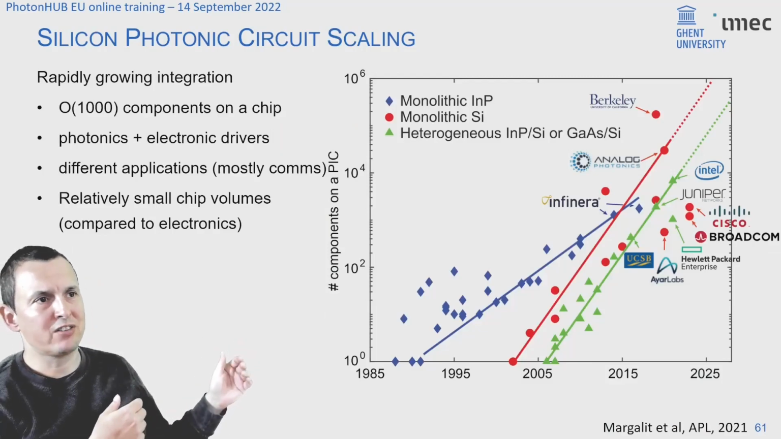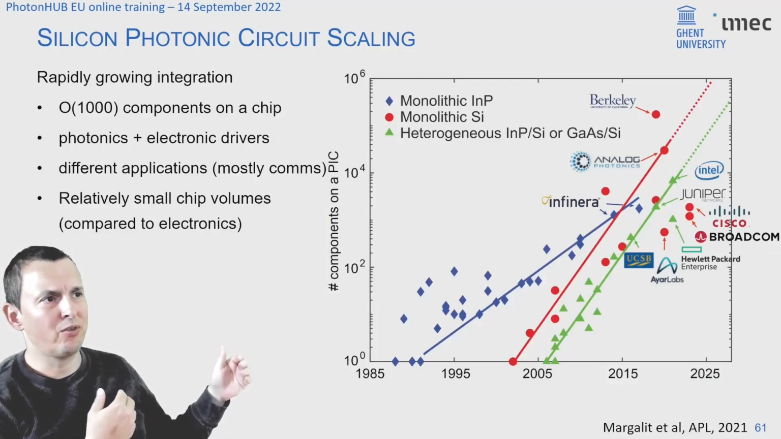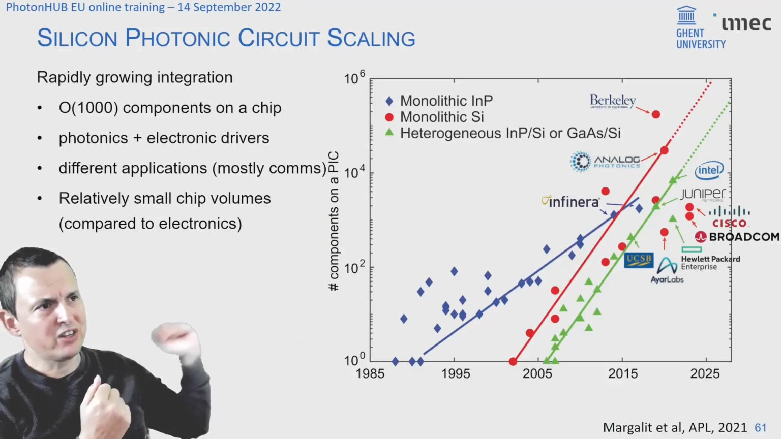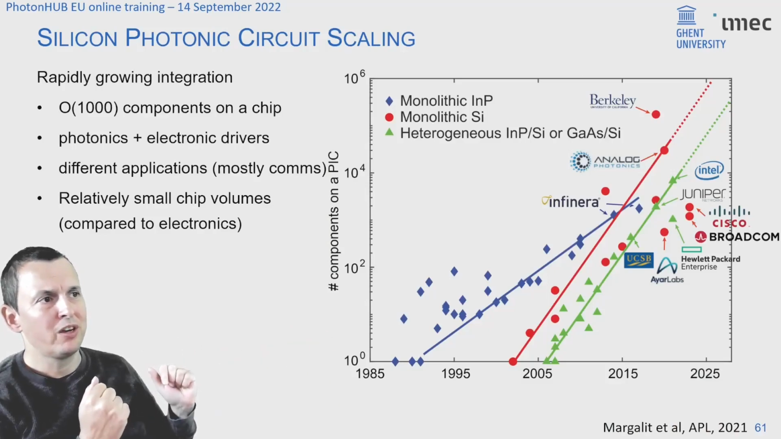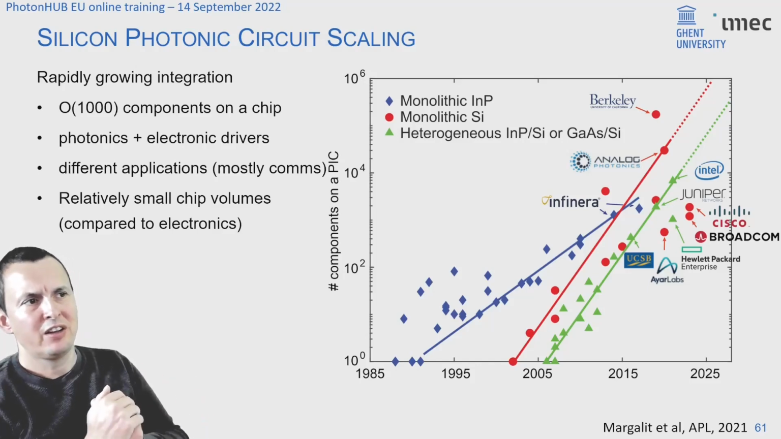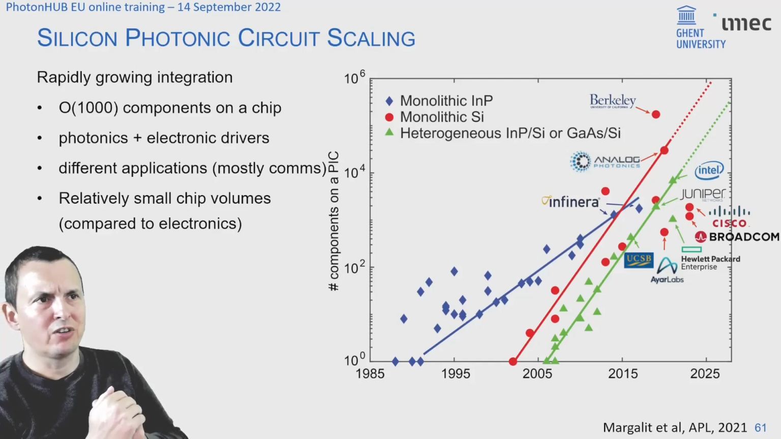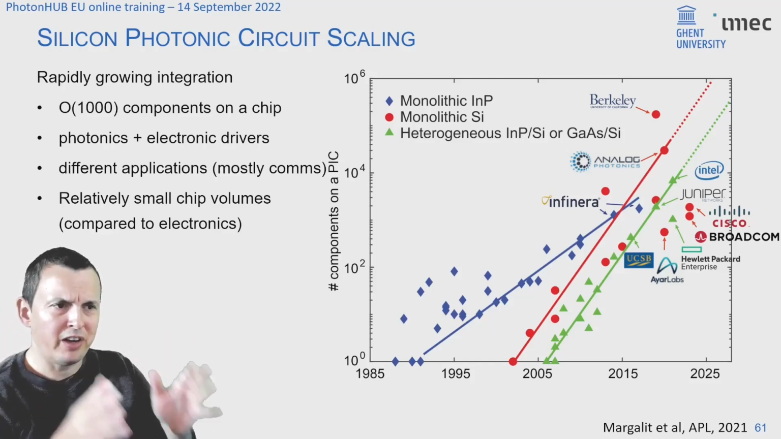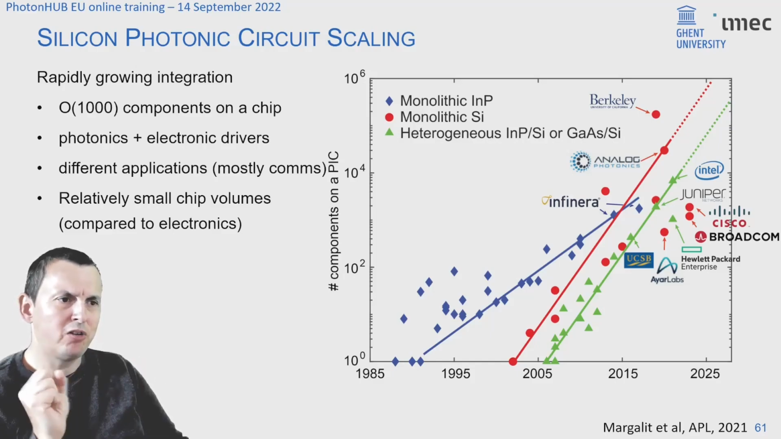If you look at silicon photonics and 3-5 photonics, you see that the integration density for silicon photonics chips is increasing much faster than it is for any other technology. And that's just because you can now integrate these many components on a chip.